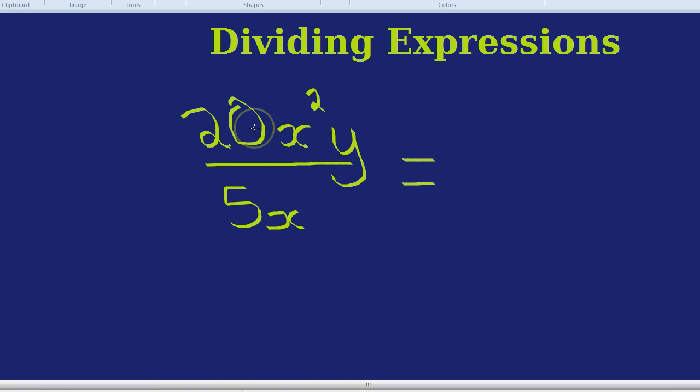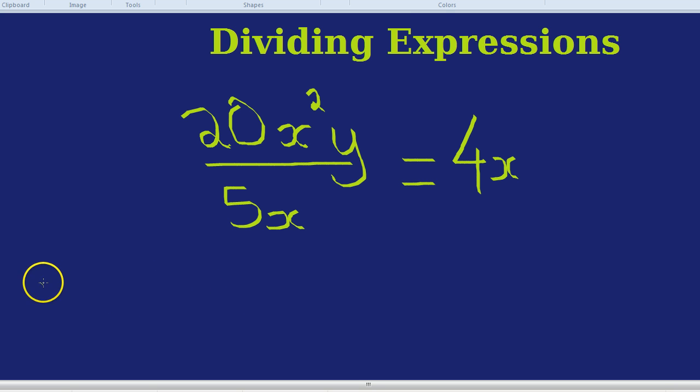First, let's look at the numbers. 20 divided by 5 is 4. So we can divide the numbers and see what's left over. It'd be 4. x squared divided by x. It's a bit like when you did 20 divided by 5 and we cancelled it down so that we were only left with 4. x squared divided by x will be just left with x.